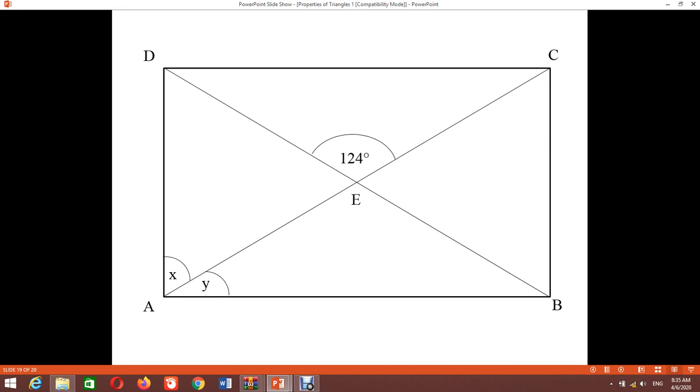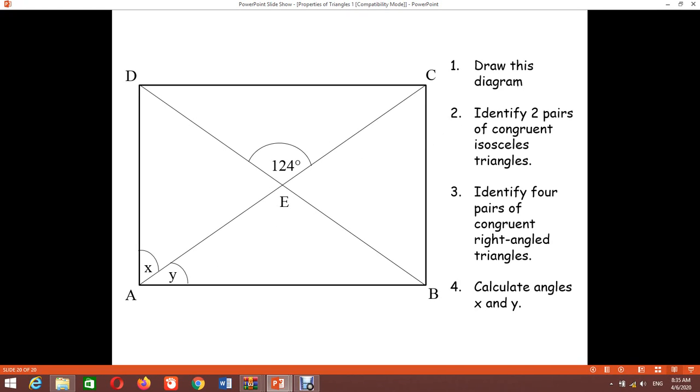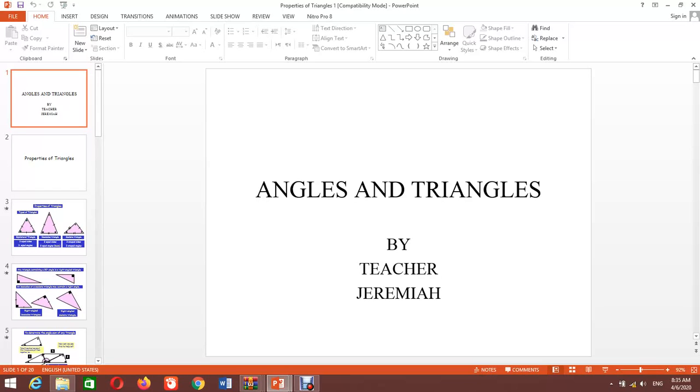Take your ruler and pencil and draw this shape that you have on the screen. Draw this diagram. Take your ruler and pencil and draw this diagram as you have on the screen. 2. When you finish drawing the diagram, identify 2 pairs of congruent isosceles triangles, meaning observe 2 pairs of congruent isosceles triangles. 3. Identify 4 pairs of congruent right-angled triangles. And 4. Calculate angles X and Y.